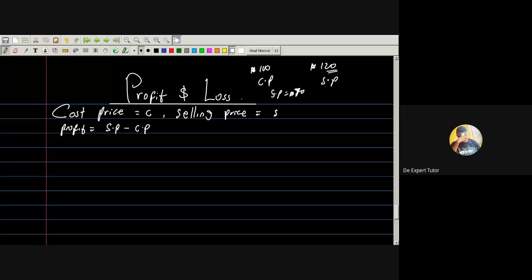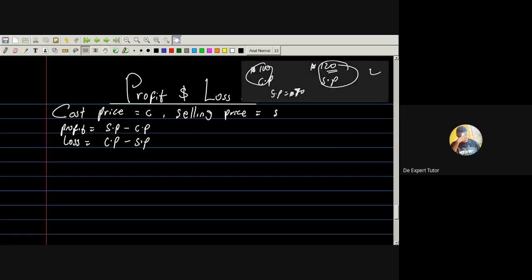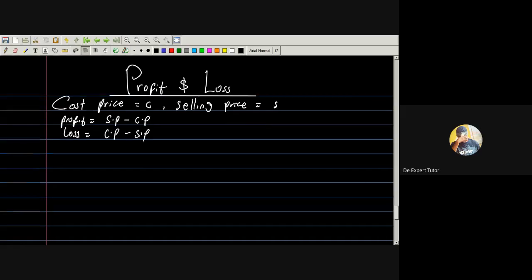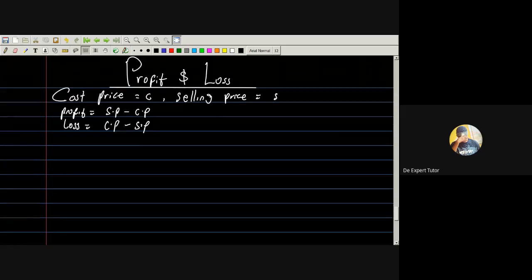So the person has made what? A loss of 30 naira. So to get loss, we say what? Cost price minus selling price. When selling price is more than cost price, that's a gain. When cost price is more than selling price, that's a loss. And as an economist, as a statistician, as a mathematician, you always want to make profit. As simple as that.